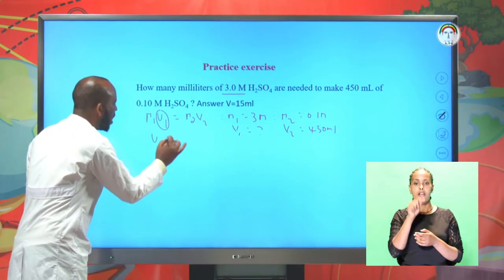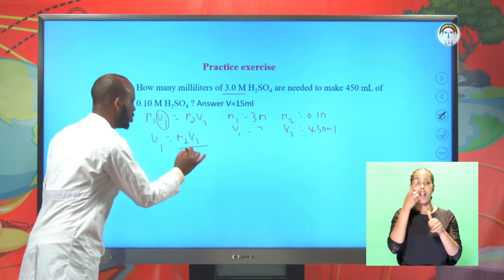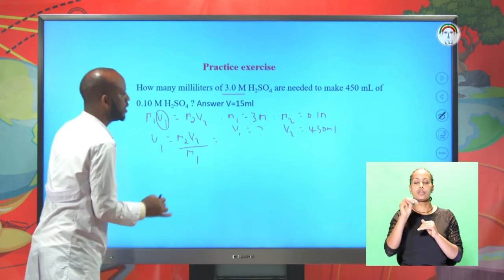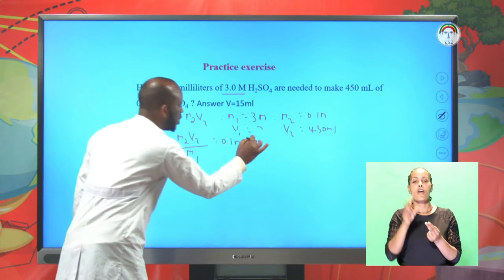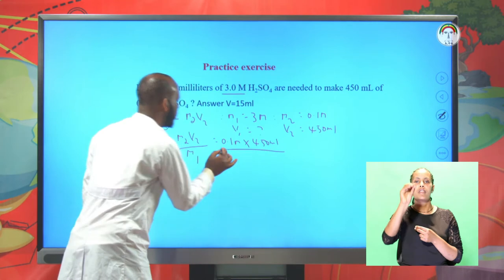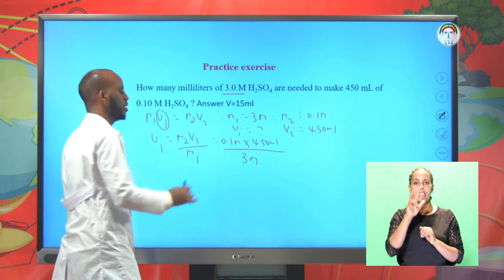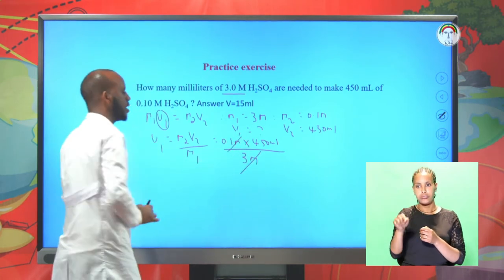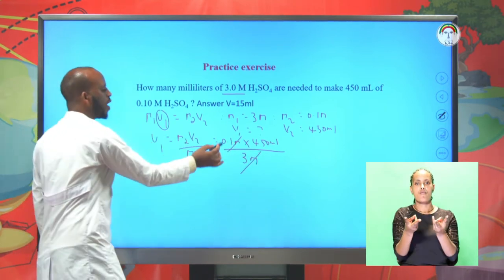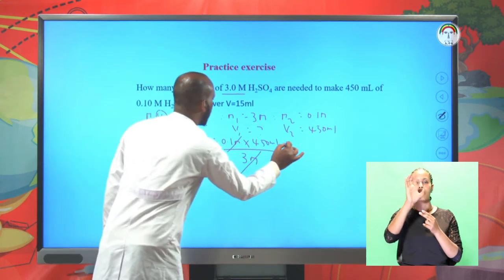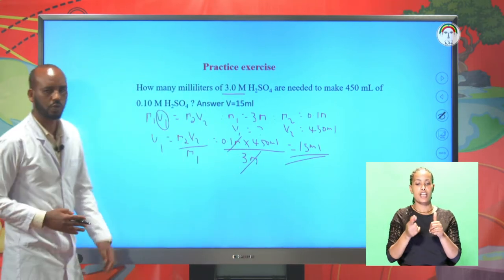Therefore, V1 equals molarity 2 times V2 divided by initial molarity. Molarity 2 is 0.1 molar times V2, 450 milliliter, divided by initial concentration, 3 molar. Molar will be cancelled by molar. We are left with milliliter, which is the unit of volume. Therefore, 0.1 times 450 divided by 3 is 15 milliliter. This is initial volume of the solution.